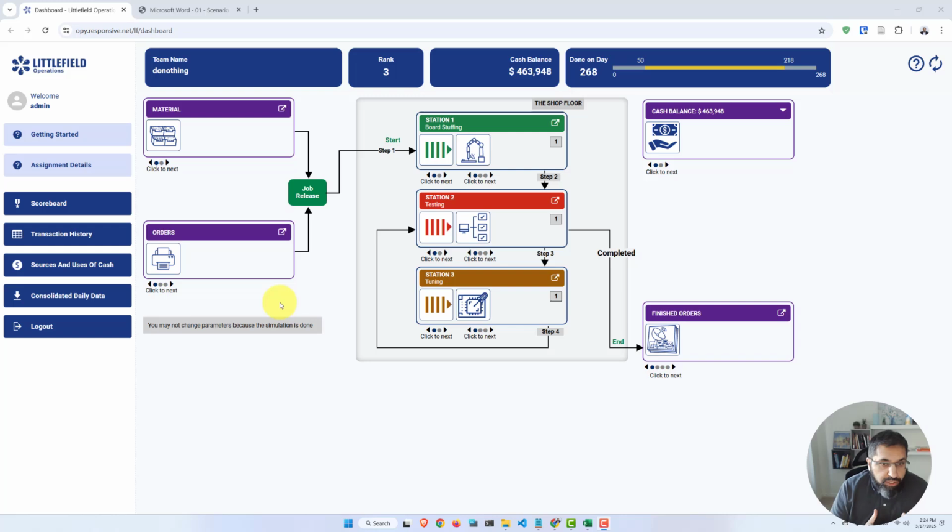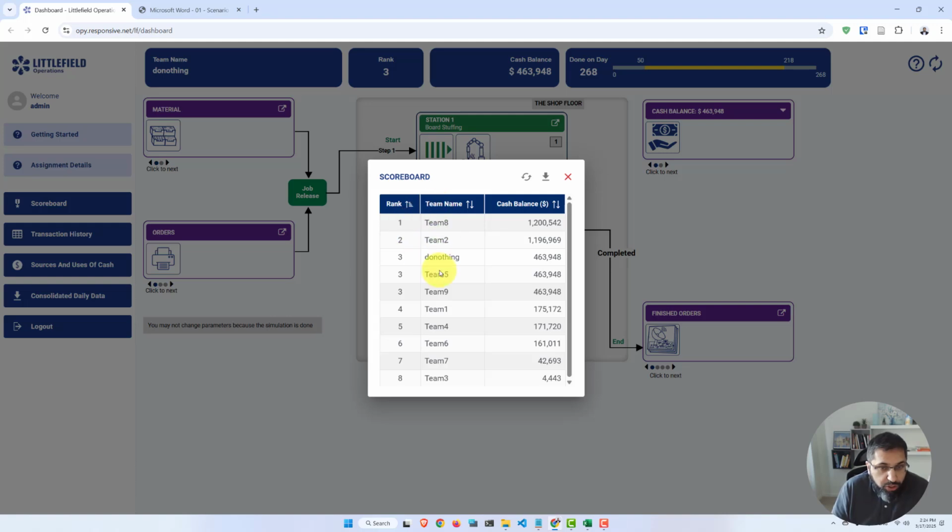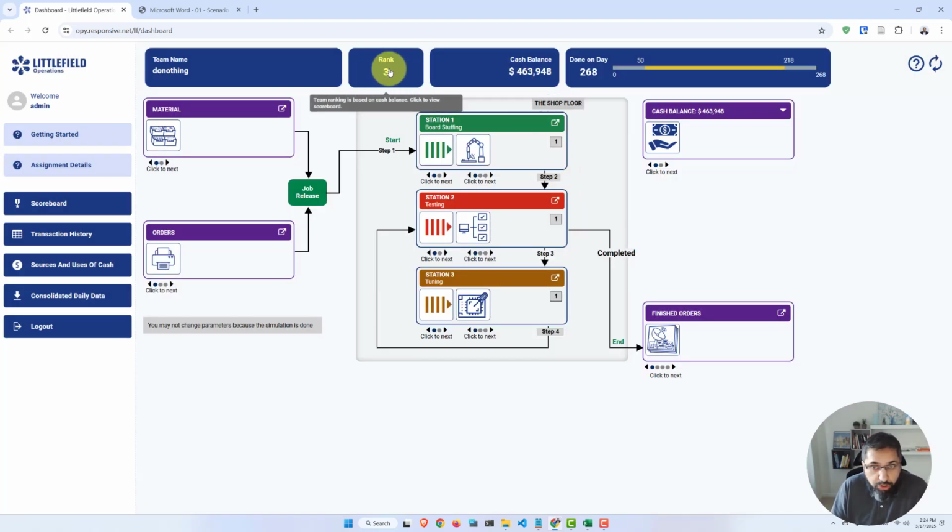So don't think that every single day of the simulation you have to be above the do-nothing team. No. When you spend your money, even if you spend it wisely, you can fall temporarily below. So think of where you want to be by the end of the simulation, not where you are at the start. The simulation shows you how much money you have, what your rank is. There are other teams playing the simulation. If you click on the scoreboard, it shows you the other teams, how much money they have made, where the Do Nothing team is, where you are, and so it shows you your rank.